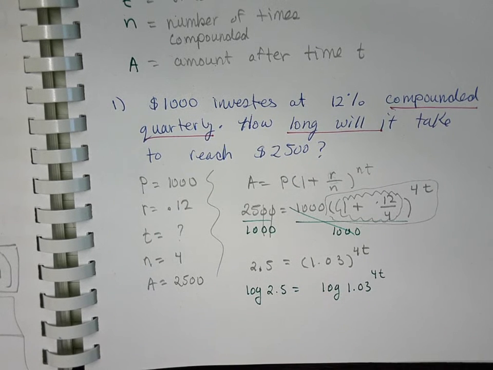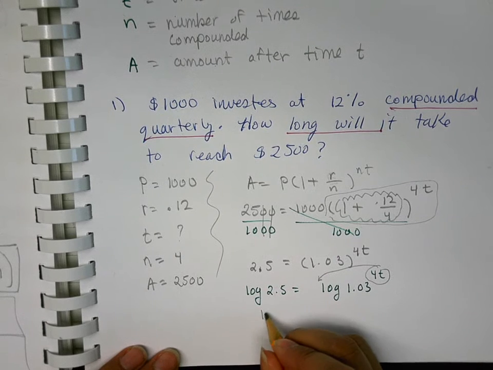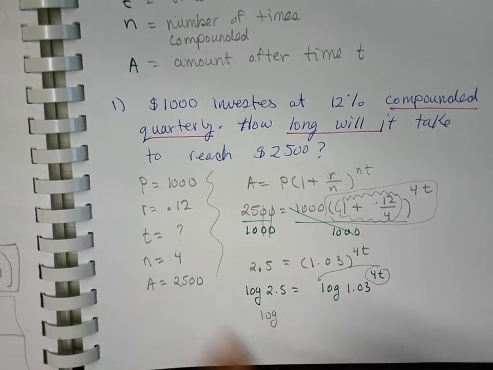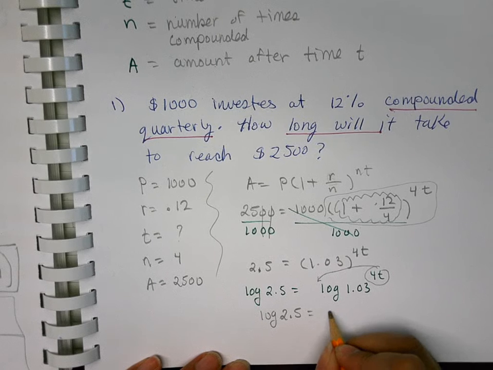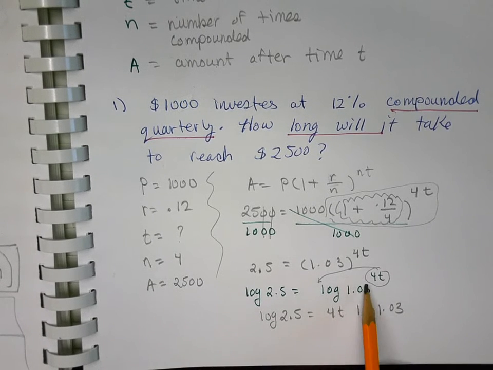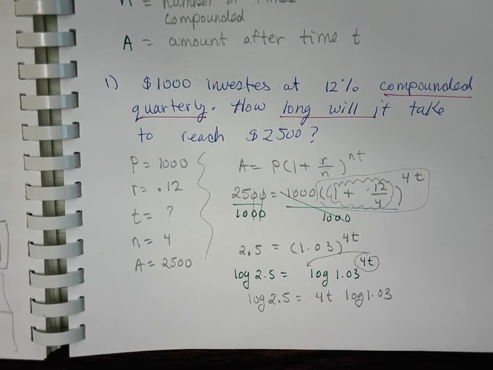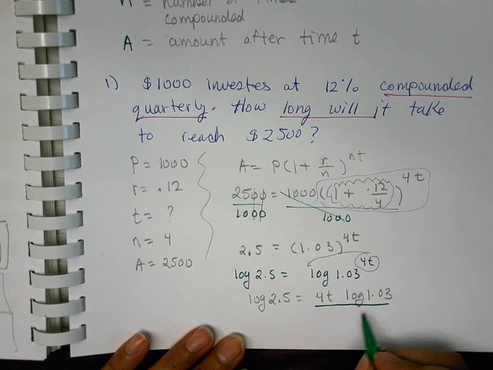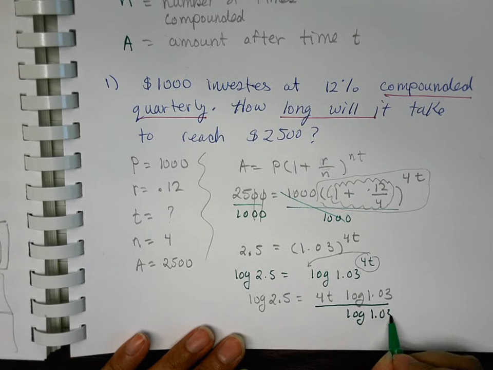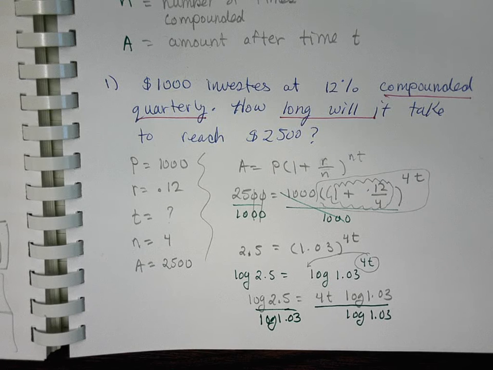And the whole reason we do this is to bring this to the front. Log of 22.5 equals 4t log of 1.03. Now remember, log of 1.03 and log of 22.5 are decimals hiding in the calculator. What do I divide both sides by? Log of 1.03. Remember, I can divide as long as I'm dividing by log of something, not just log by itself.